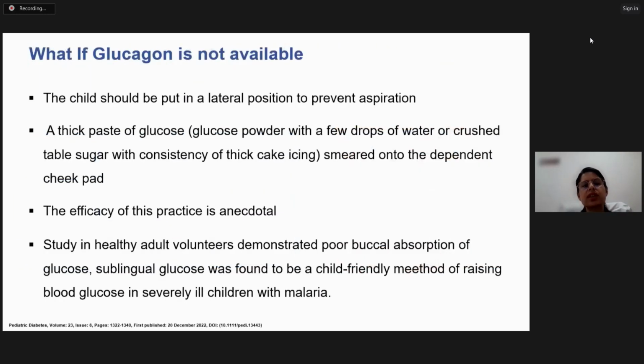What if glucagon is not available? In many situations when glucagon is not available, a thick paste of glucose with a few drops of water can be prepared and smeared on the cheek pads. The efficacy of this practice is anecdotal, but it can be a solution until the child or the person is taken to the hospital. A study in healthy adult volunteers demonstrated poor buccal absorption of glucose, but sublingual glucose absorption was found to be effective when it was administered in kids who were suffering from malaria and experiencing severe hypoglycemia.